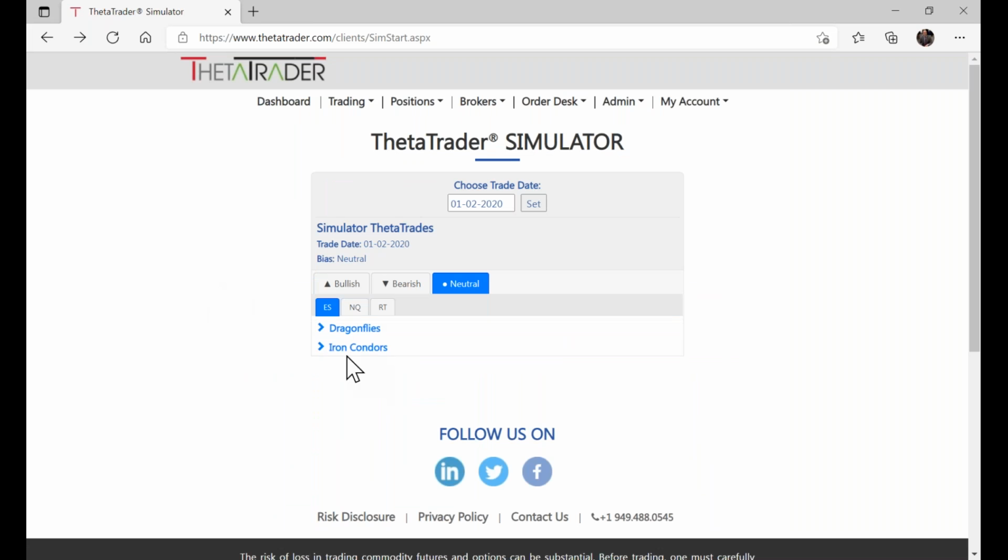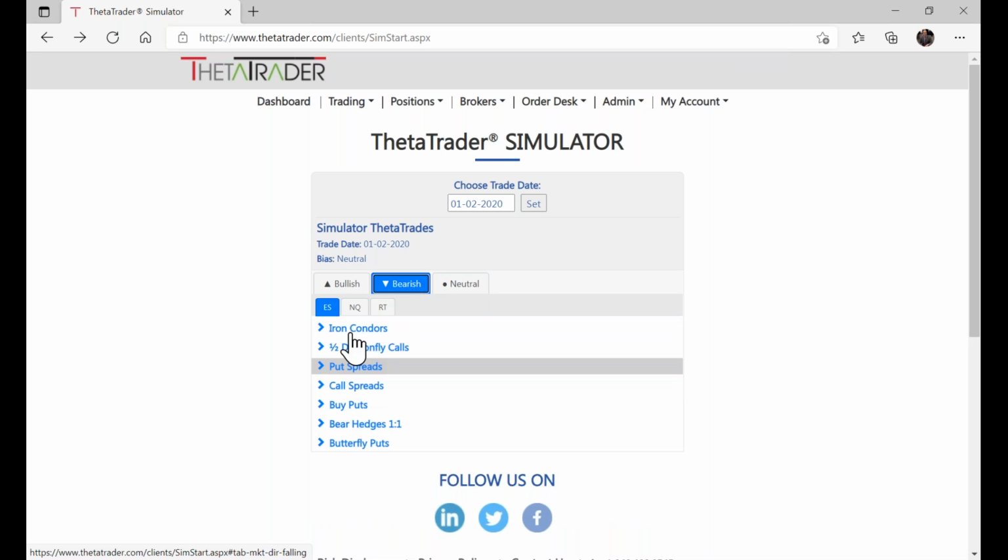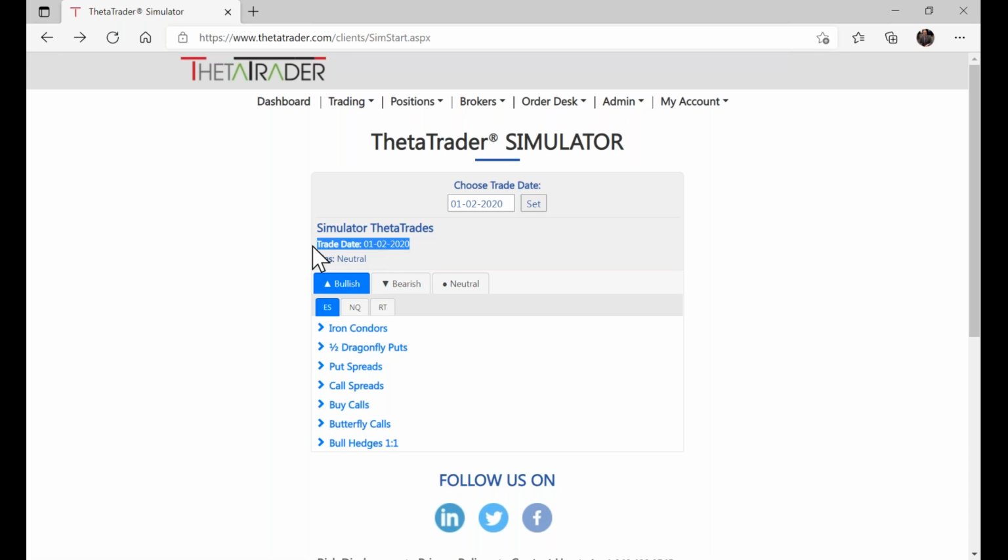You could compare the dragonflies versus condors. You could jump into the Nasdaq or the Russell. Of course, you could look at just bearish strategies or bullish. And that's all surrounding theta trades from this date here, January 2 of 2020. So you can play them out and see how they would have done. So you can spend a lot of time having fun with this. And of course, it's a very valuable tool as well.